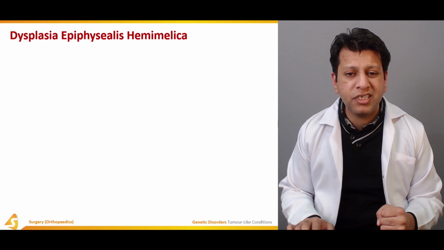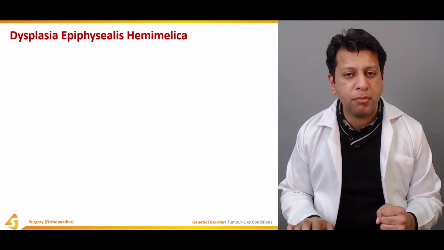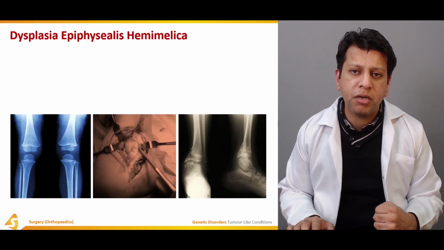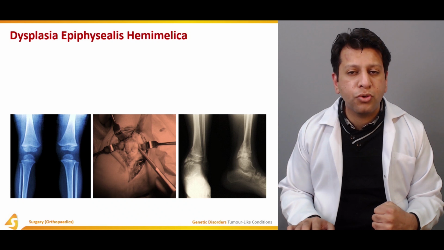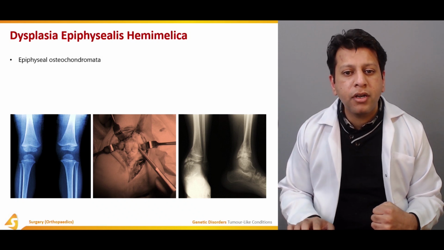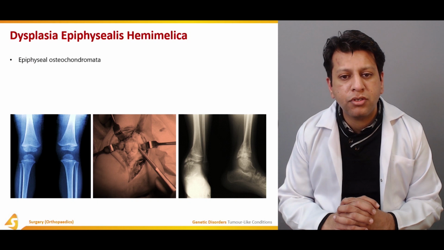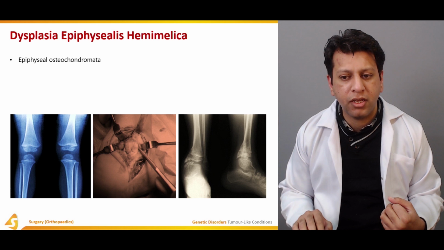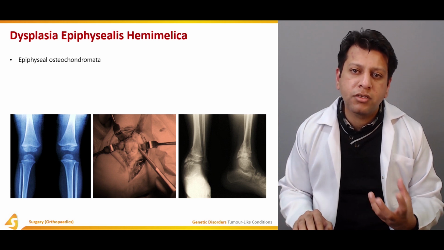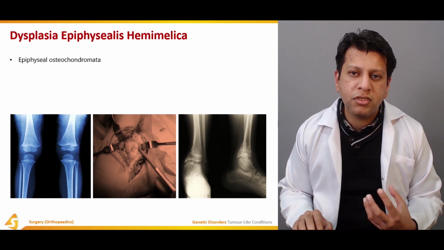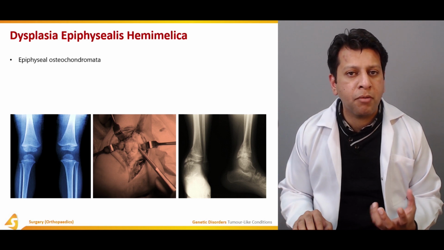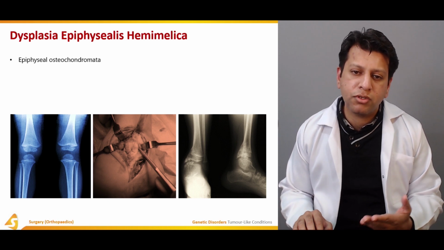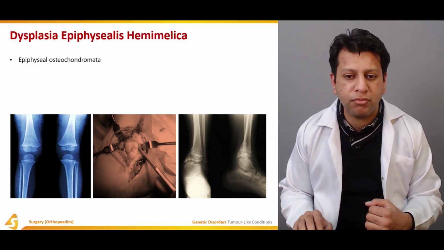Now coming to a rare disease called Dysplasia epiphysealis hemimelica. It's a rare variety because multiple hereditary exostoses are usually seen in the metaphysis. But in epiphyseal osteochondromatosis, termed Dysplasia epiphysealis hemimelica, the osteochondroma is a bony outgrowth with a cartilaginous cap. If it is present in multiple areas, it is termed multiple hereditary exostosis. Otherwise, it's called epiphyseal osteochondroma.